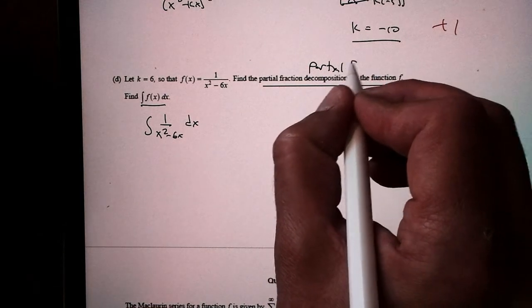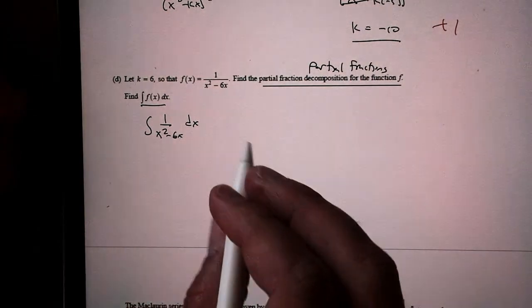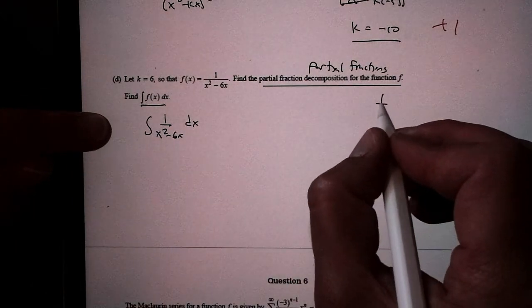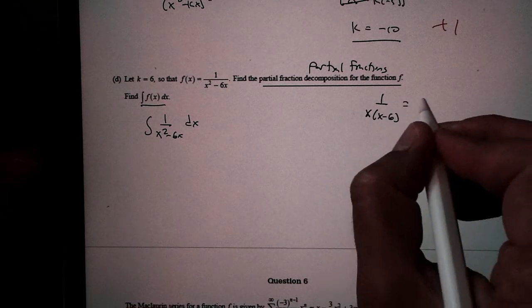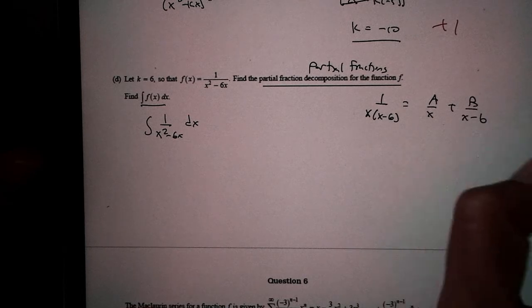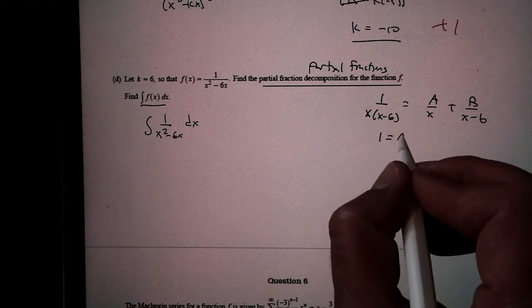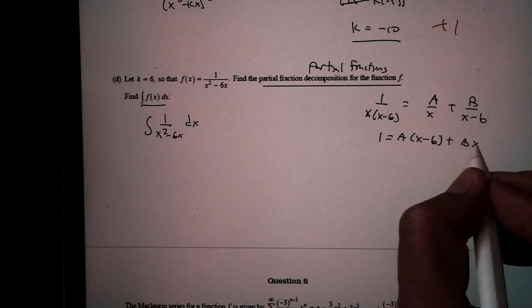So when we integrate this, we have to use our partial fractions. So let's go ahead and review that. To do partial fractions, we're going to factor the bottom. So we would get 1 over x times x minus 6, and that's going to equal a over x plus b over x minus 6. Cross multiply by the LCD, we get 1 equals a times x minus 6 plus b times x.